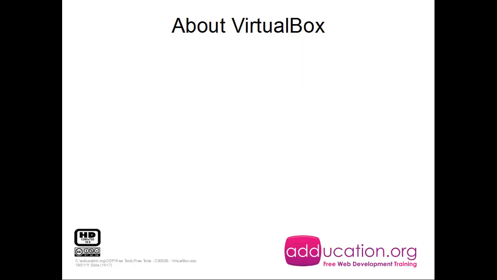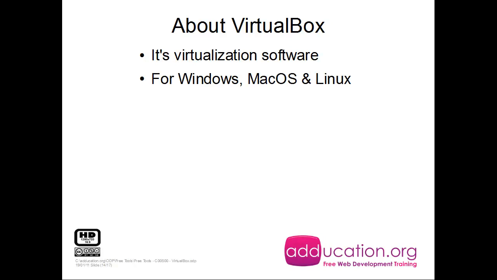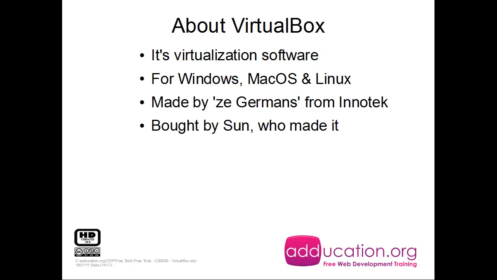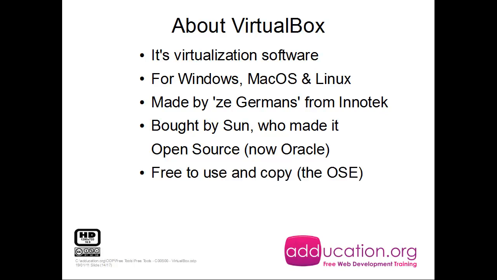Now about VirtualBox. VirtualBox is virtualization software. That's why I talked about virtualization before. You can install VirtualBox for Windows, Mac OS and Linux. It's made in Germany by a company called Innotek. And Sun bought it, who made it open source. Oracle then bought Sun, and so VirtualBox is now Oracle.